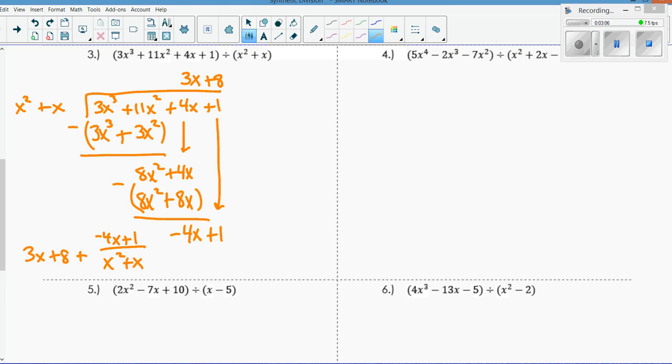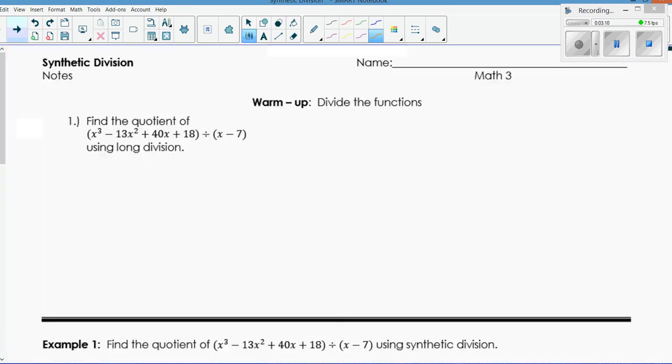Okay? Alright, now that you've seen that, the warm-up is to find the quotient of these two polynomials using long division. So why don't you pause this, try to do that, make sure you can do yesterday's skill before I teach you a new skill. Okay? Pause it, try on your own.